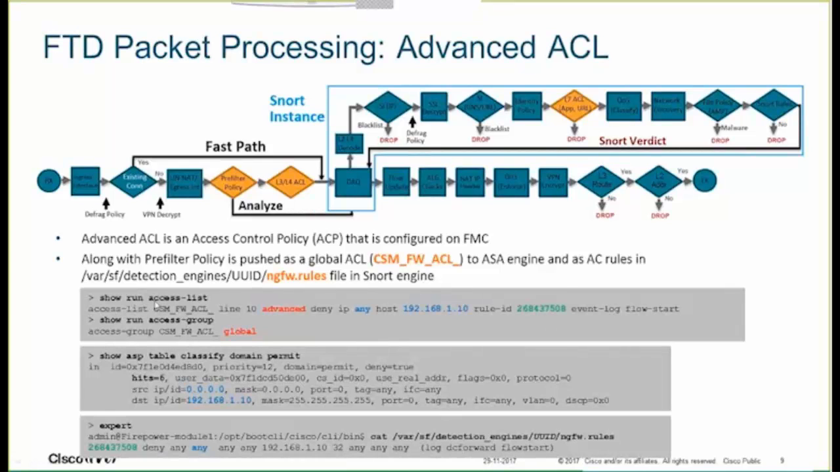So the show run access list that gets pushed on Lina, we associate a specific rule ID for it. So we have the same rule ID on Lina as well as on the NGFW rules, so that this is an easier way to identify or figure out which rule is seen from Lina and what rule we see from NGFW. So we basically have to see the same rule ID in both these files, that is from Lina as well as from NGFW.rules.